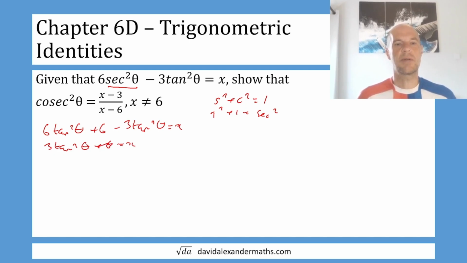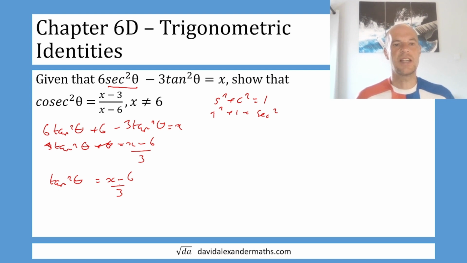So I'm going to take away 6 from both sides and divide through by 3. So what I have is tan squared theta is x, take away 6 over 3. Let me just write that again a bit more neatly. So tan squared theta is x, take away 6 over 3. Now I need a cosec squared. Now how do I go from tan squared to cosec squared? Well, the answer is via cot squared.